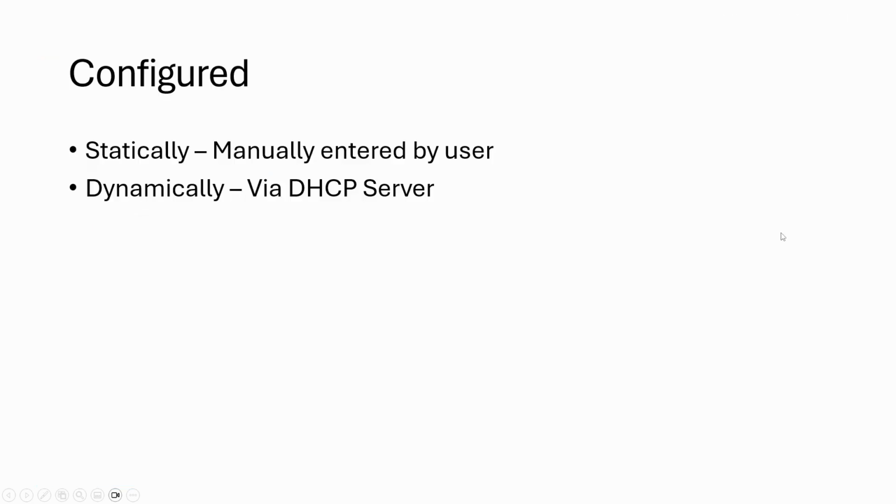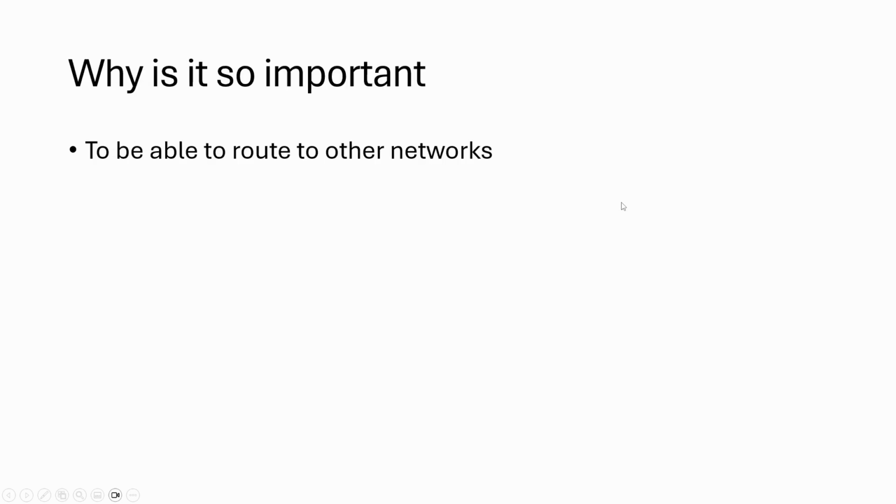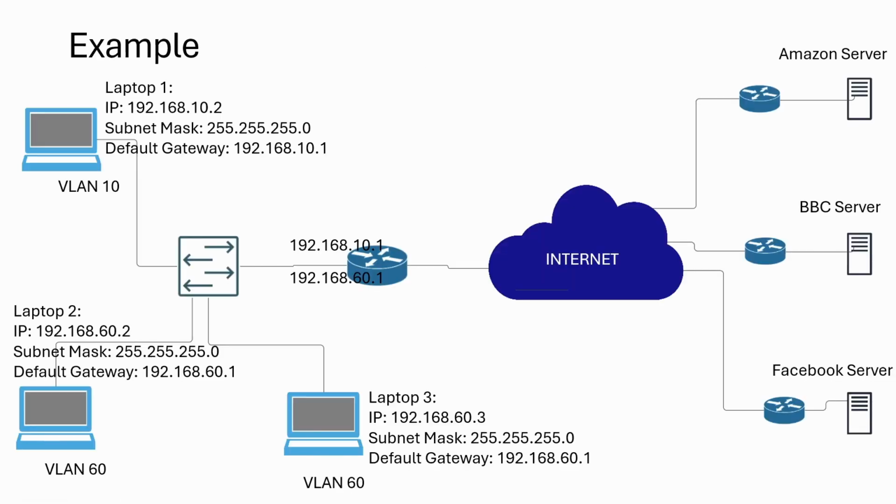So the default gateway can be configured either statically, so manually entered by the user when you're configuring your IP settings, or dynamically via a DHCP server. Why is it so important? It's so important because it allows you to route to other networks.